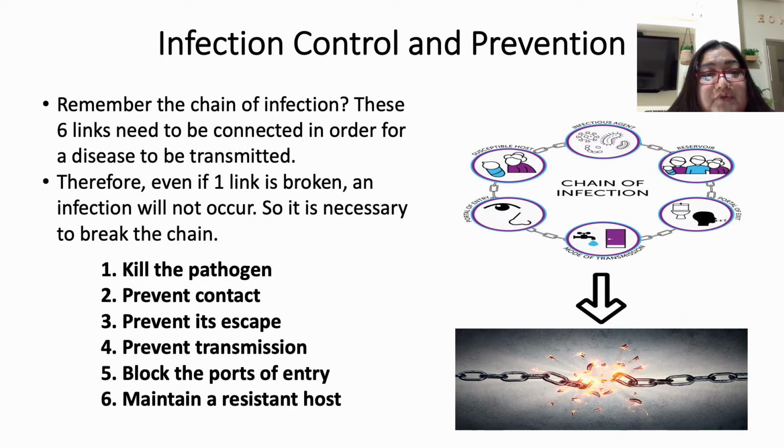Fifth, block the ports of entry. So wear face masks, cover skin wounds. And six, maintain a resistant host. You have to develop a strong immune system by eating a balanced and nutritious diet, exercise, enough rest and sleep, and get immunizations as well. So this summarizes how we can help prevent infection, control infection dun sa level natin.